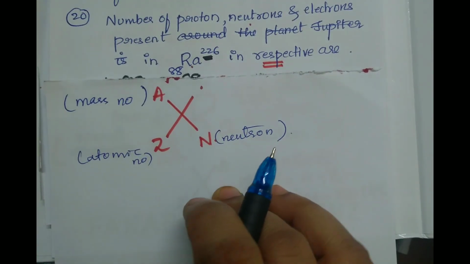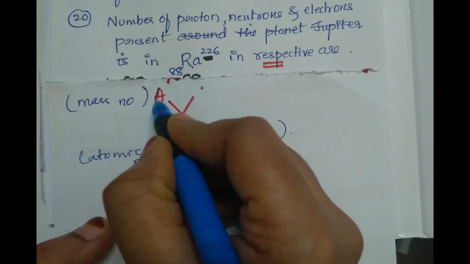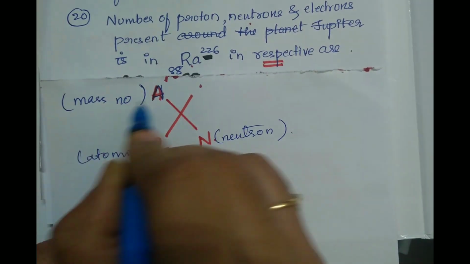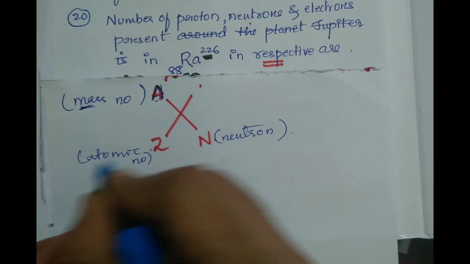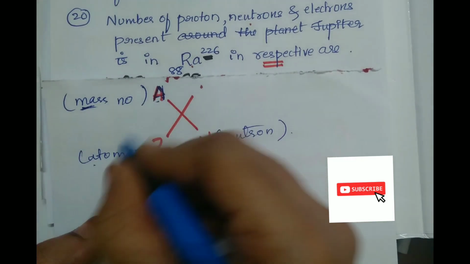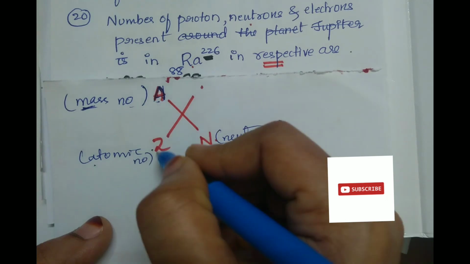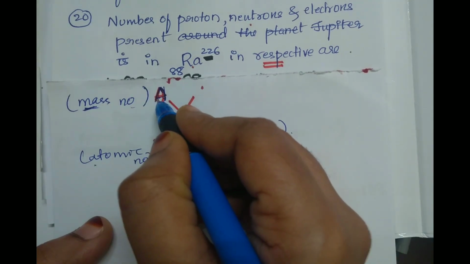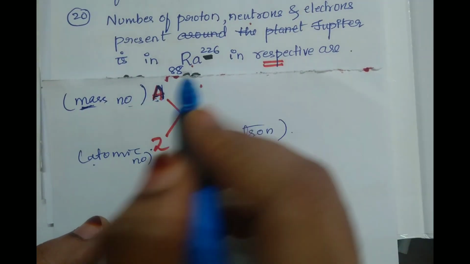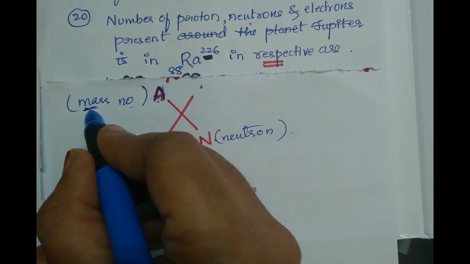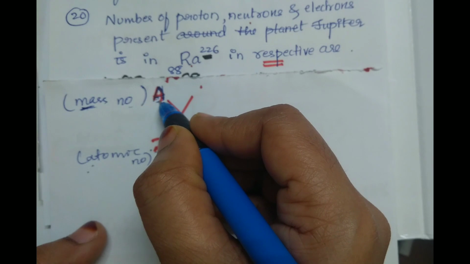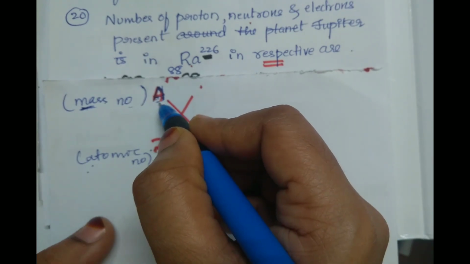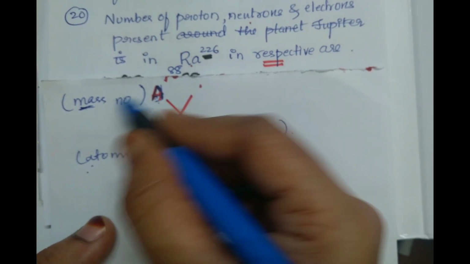Hope you understood this. Don't get confused that A is for atomic, like A for apple. No, it is A for mass and Z for atomic. It is the opposite, so remember it in the reverse way: A for mass number.